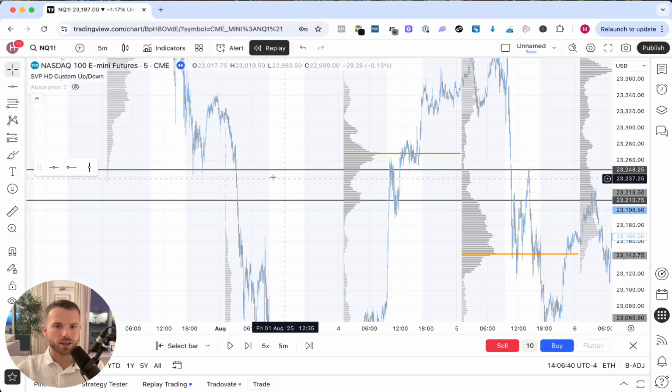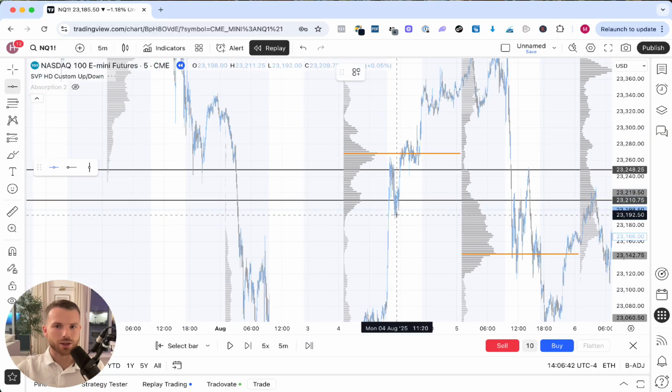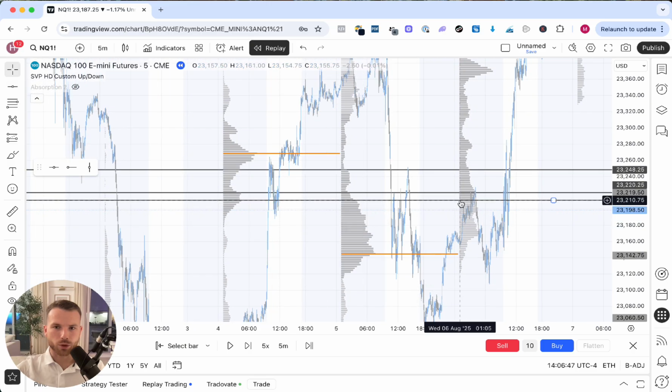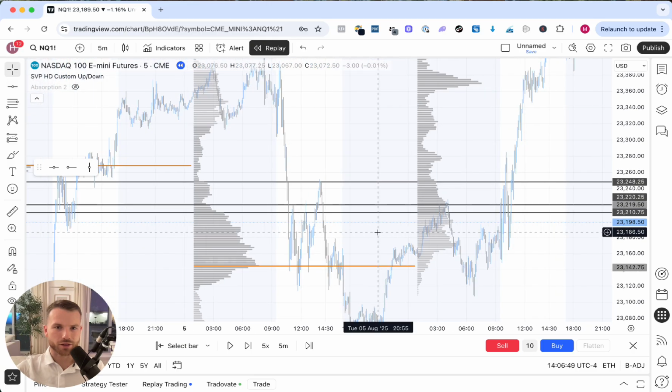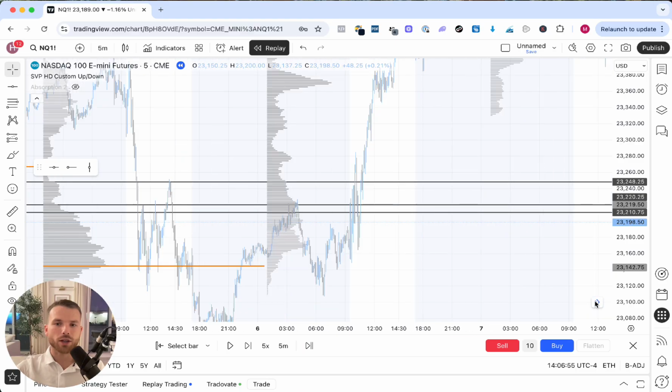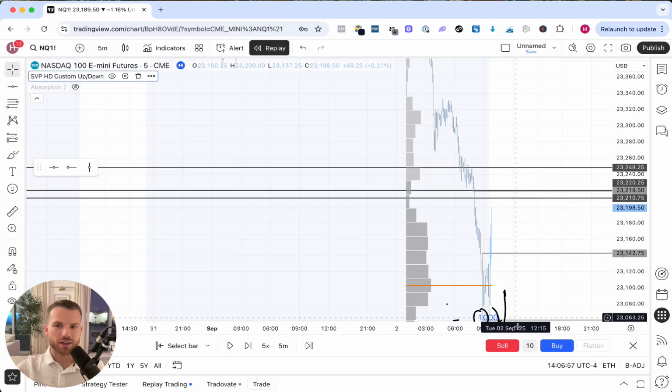Here I can see a small area that was being built and lots of volume being traded there. Here was a high. Look at this, guys. Just this level. Rejection, rejection, rejection. So there was definitely some liquidity. So that's all I need. I now have these levels.